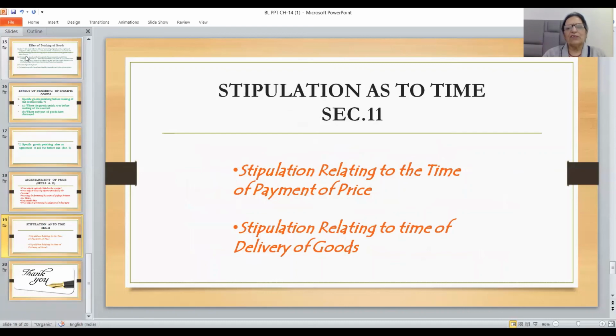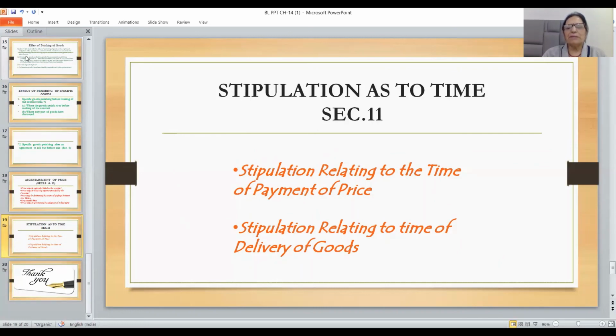The last heading which I would like to consider is stipulation as to time. Section 11. There are two types of stipulation. One is stipulation relating to the time of payment of price, and second is stipulation relating to the time of delivery of goods. Remember friends, under the contract of sale, stipulation relating to time of delivery of goods may be considered as the essence of the contract.